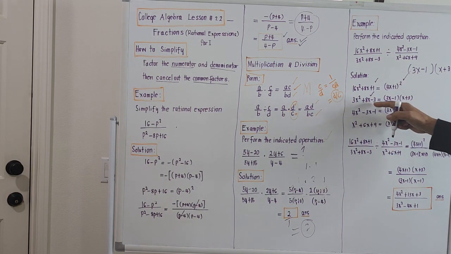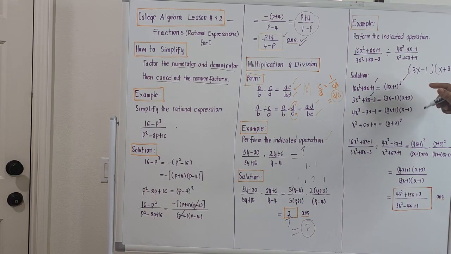So the simplified equivalent of this as a special product will be the product of the two binomials of sum and difference, 3x minus 1 times the quantity x plus 3. Right? Next one.